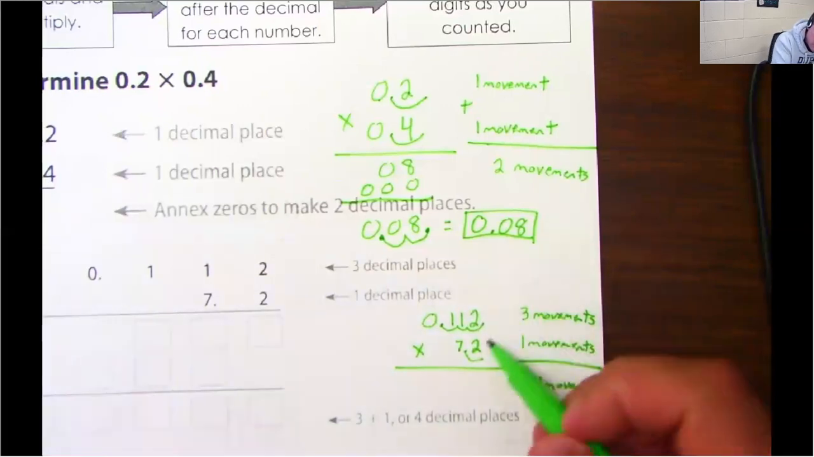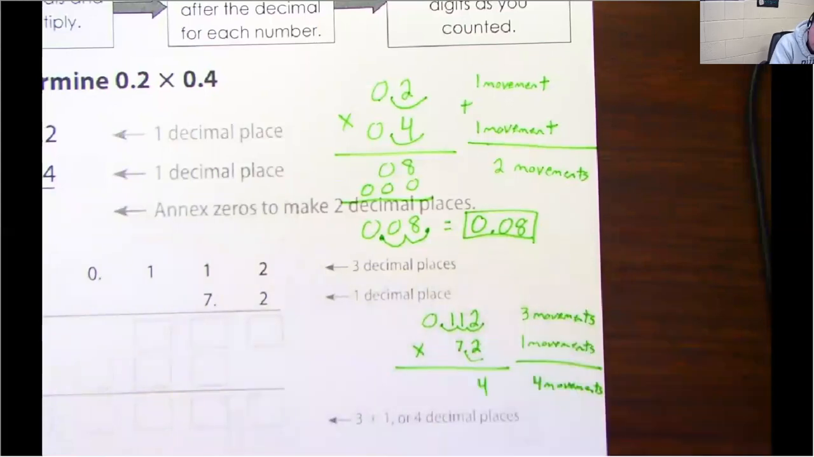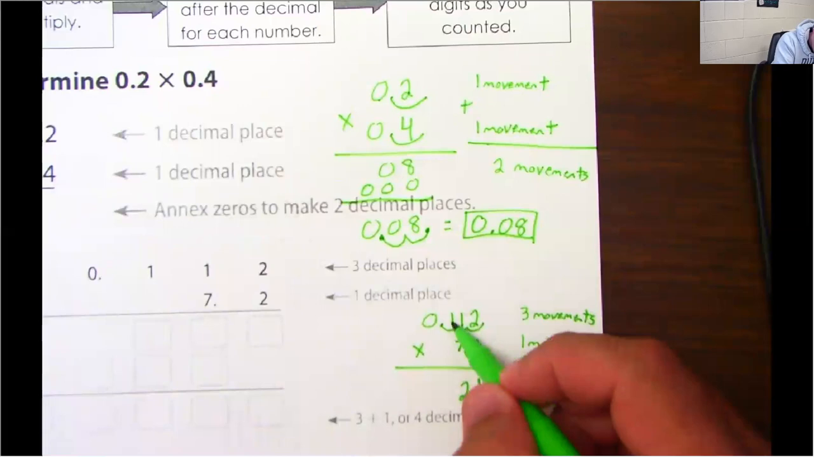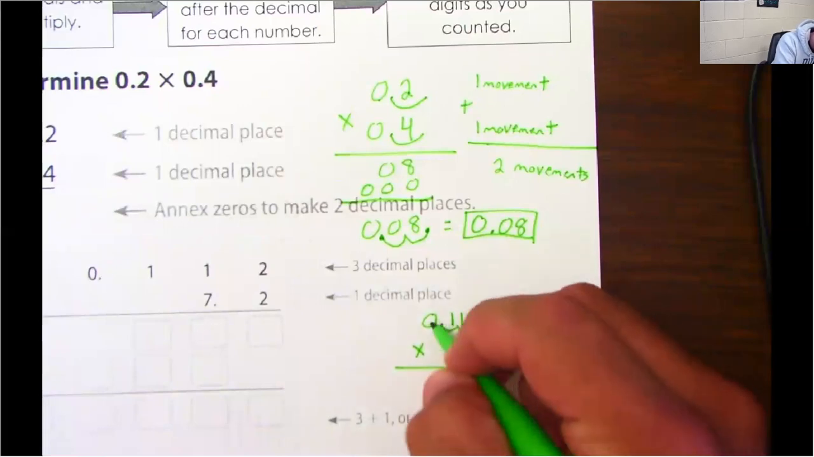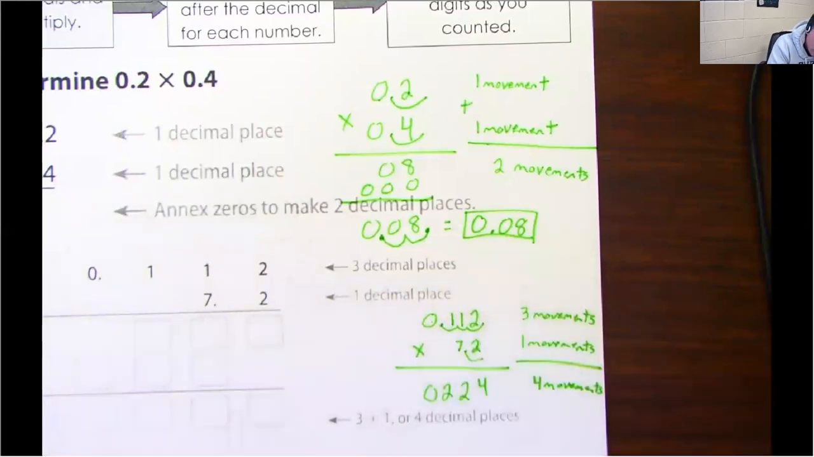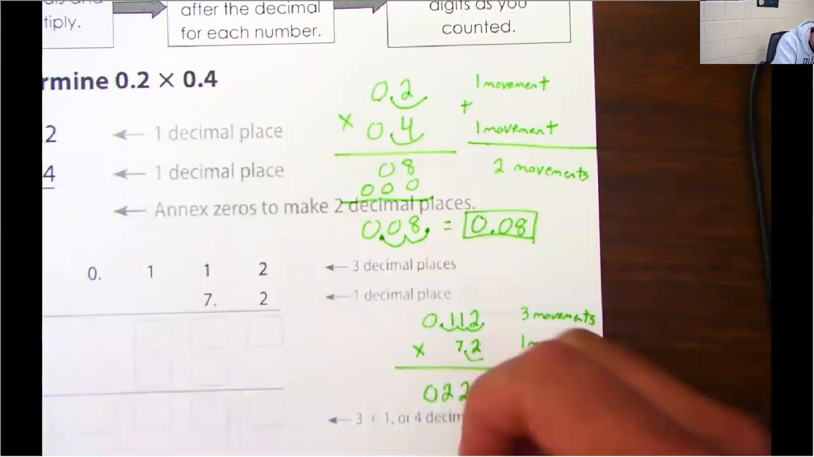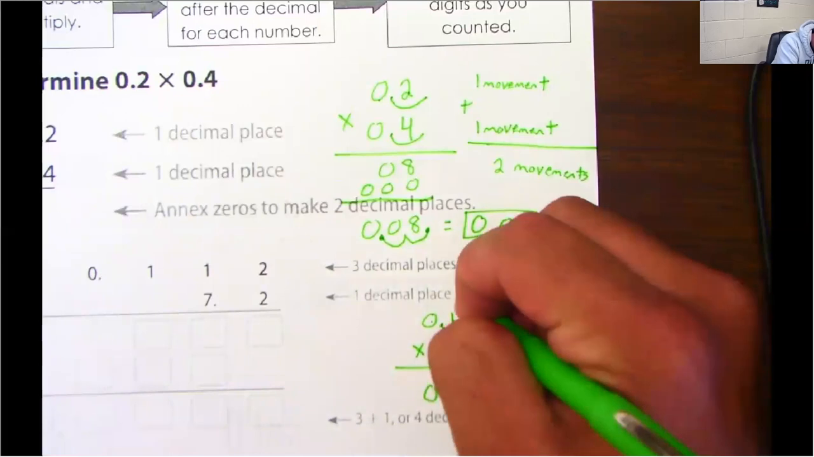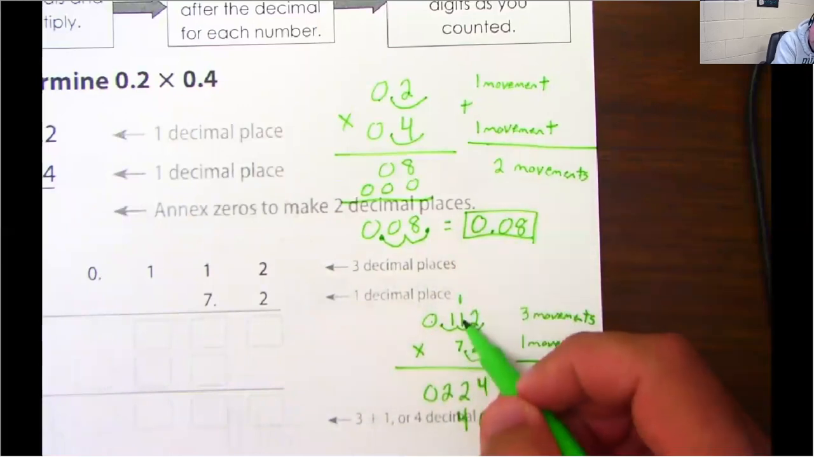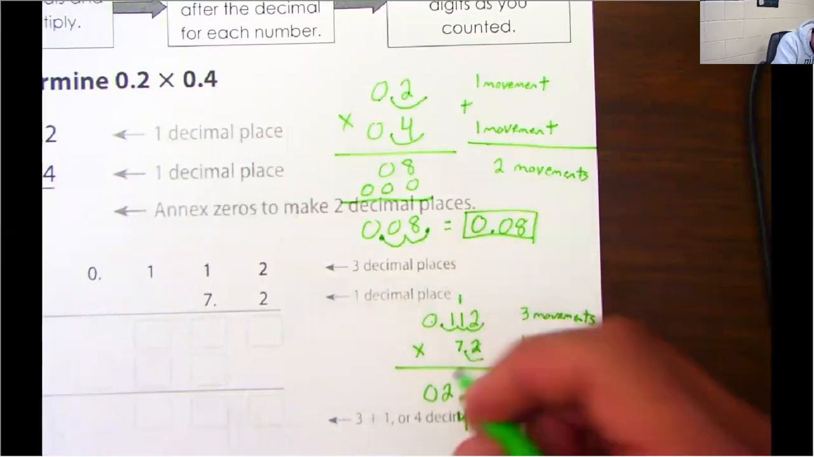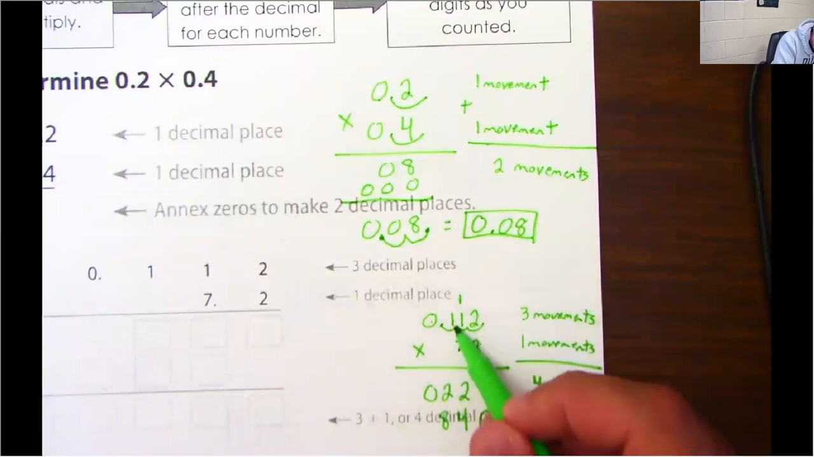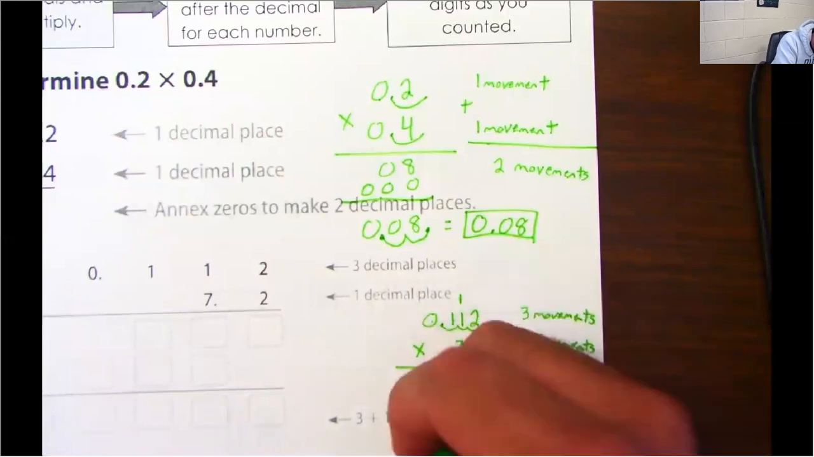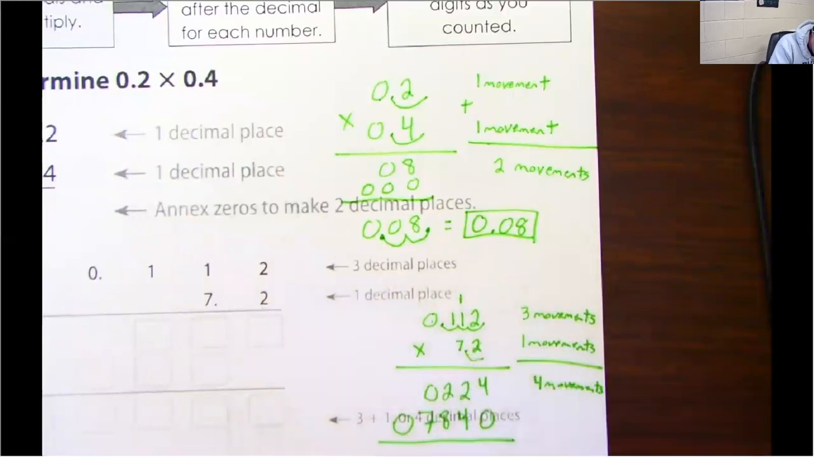Now we're going to straight up multiply. 2 times 2 is 4. 2 times 1 is 2. 2 times 1 is 2. 2 times 0 is 0. Second row, add a 0. 7 times 2 is 14. 7 times 1 is 7, plus 1 is 8. 7 times 1 is 7. 7 times 0 is 0.